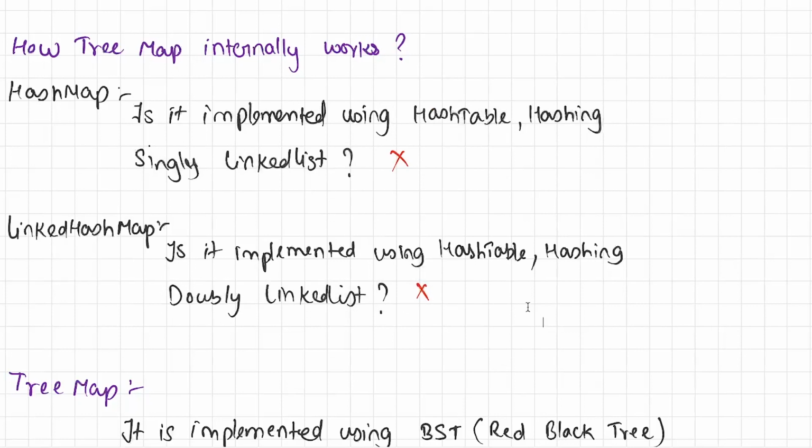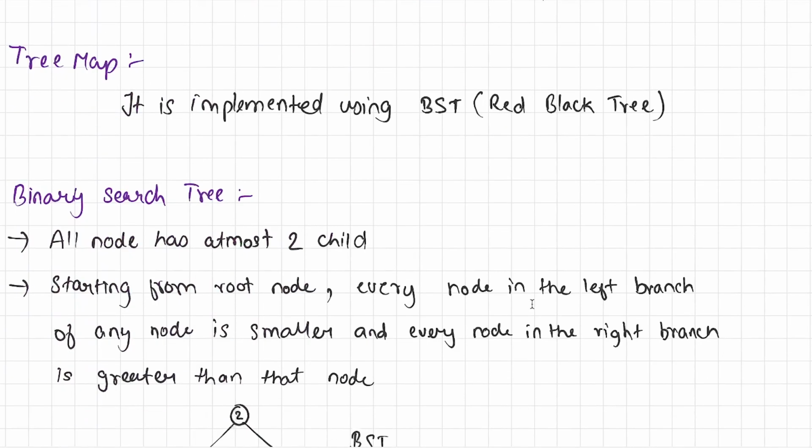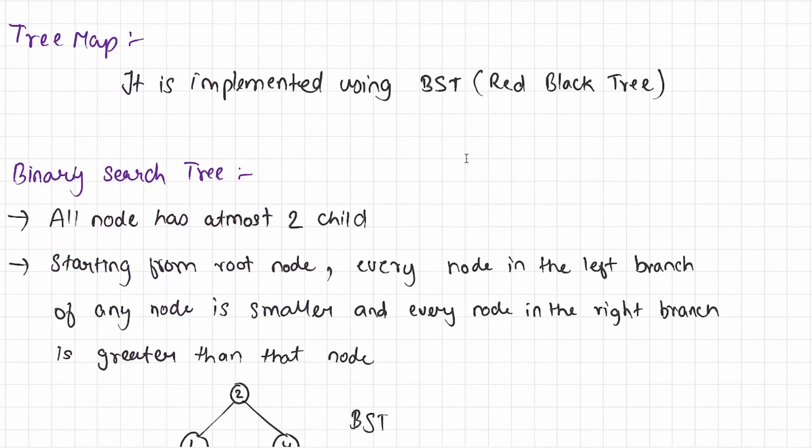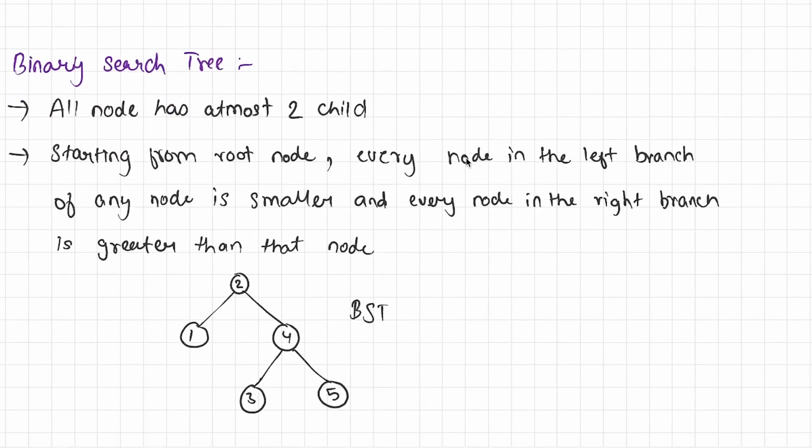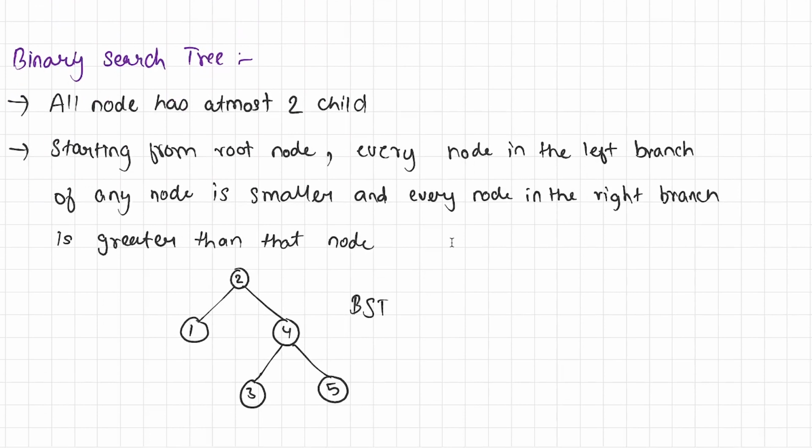Then how is it actually implemented? Well, TreeMap is implemented using a binary search tree. Yes, you heard that right. It is implemented using a binary search tree, and more specifically, it is implemented using red-black trees. That is a variation of binary search tree, and these trees are balanced trees. Now, you might ask what a binary search tree is. I have already created a dedicated video on binary search tree, so I highly recommend watching that video before proceeding with this video.